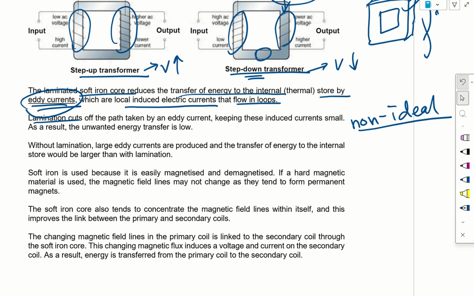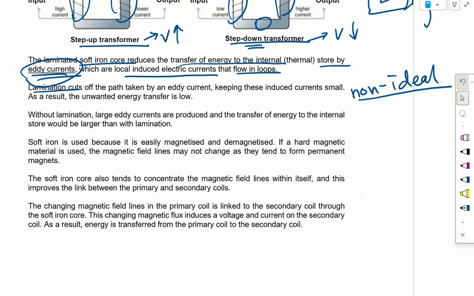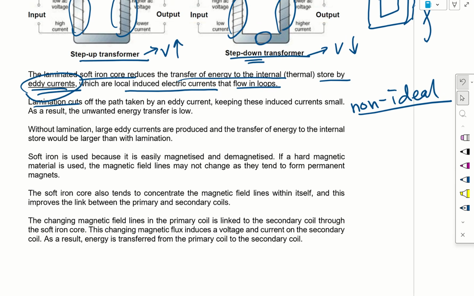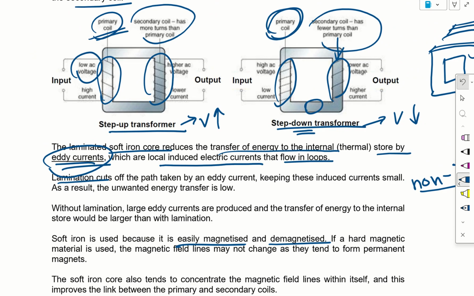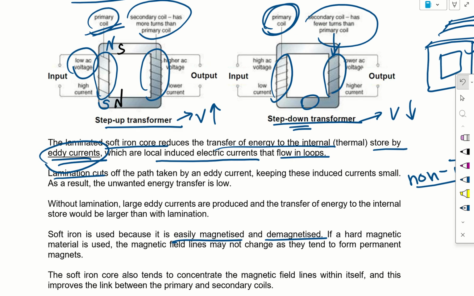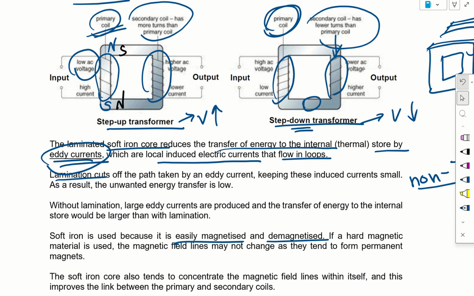Now, without lamination, large eddy currents are produced and the transfer of energy to the internal store will be much larger. Why do we use soft iron? Because soft iron is easily magnetized and demagnetized. Why do we need that? Because this is a low AC voltage, right? So the direction of the magnetic field lines will change. It will be north and south in one cycle, then south and north in another cycle. So we want the magnetic domains in the iron core to change rapidly. That's why we use soft iron.